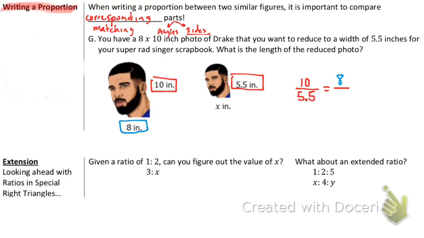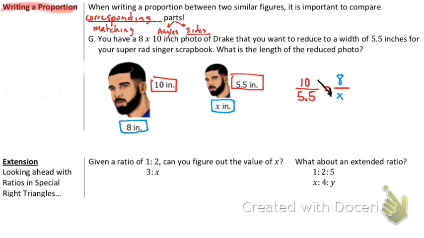And we are going to match it to the other smaller, in this case, length. And that's x. So it's going to go here. Now once we have a proportion, just like we did in the previous slide, we can now cross multiply to solve. So let's do that.